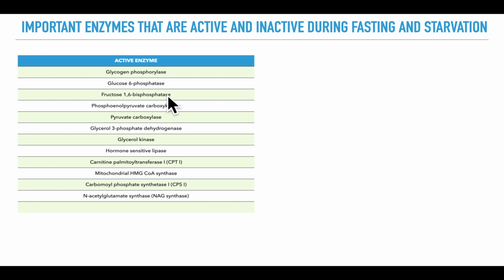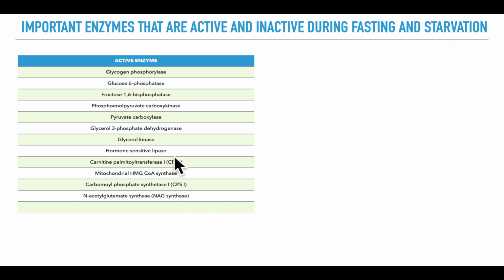We have glucose 6 phosphatase, fructose 1,6 bisphosphatase, phosphoenol pyruvate carboxykinase, pyruvate carboxylase. These are all gluconeogenic enzymes which are kept active by glucagon. Glycerol 3 phosphate dehydrogenase and glycerol kinase, which help in the conversion of glycerol into glucose, are kept active by glucagon here.